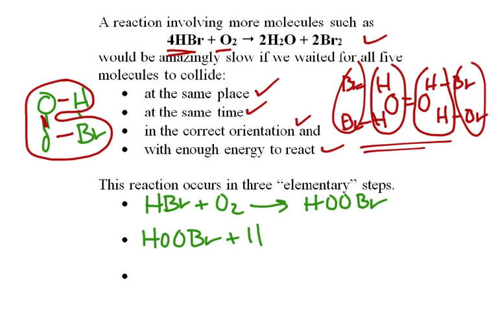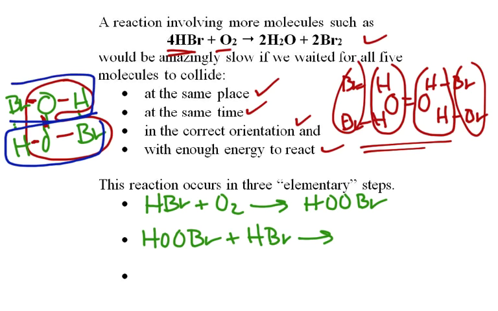Now, this HOOBr could bump into another HBr, and we could see what would happen. So let's say we have H and a Br. Well, the bond that we had here could break, and maybe the other bond would break, and we could get a new bond here and a new bond here. So this is getting pretty messy looking, but you can kind of see that we would get 2 molecules that we could call Hober.